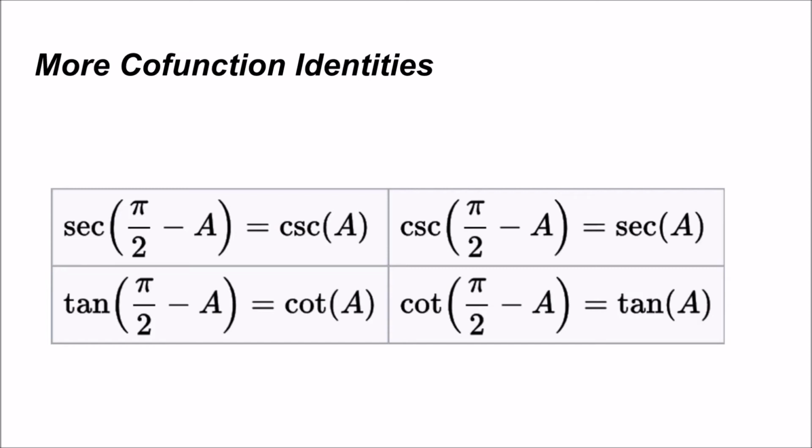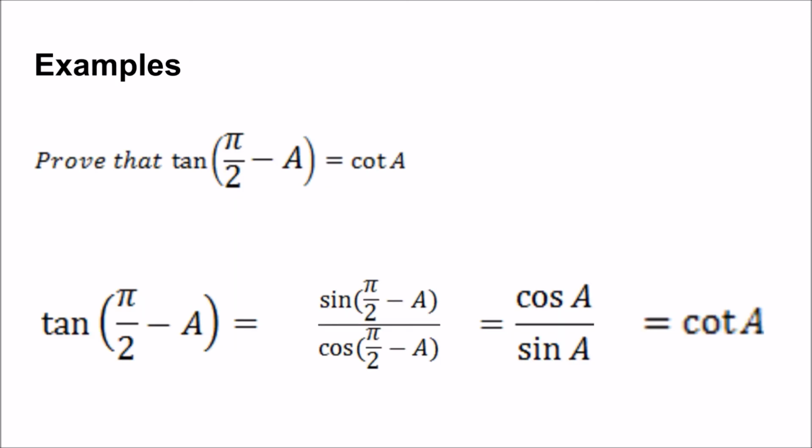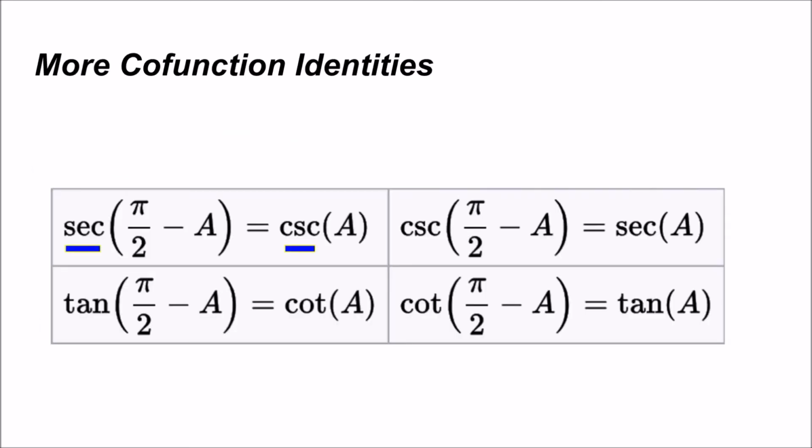And the other one is secant of pi over 2 minus a is equal to cosecant a, and vice versa, cosecant of pi over 2 minus a is equal to secant a. So we can prove all of this using what we used to prove in the example previously. And notice that these cofunction identities come in pairs: secant and cosecant have a cofunction relation, and tangent and cotangent have a cofunction relation. So it's very important to memorize the 6, including cosine and sine, these 6 cofunction identities to solve examples in the future.